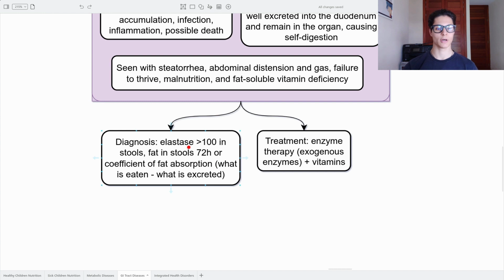And the diagnosis can be done with the elastase, when there is more than 100 in the feces, with the fat in the feces after 72 hours, or using the coefficient of fat absorption, which is the amount of fat that is eaten minus the one that is excreted. And the treatment is using enzymes. Of course, we use exogenous enzymes and we provide vitamins.